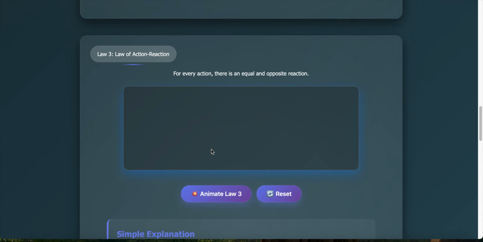Now we come to the third law of motion. What is the third law of motion? Everyone knows it: for every action there is an equal and opposite reaction. But you have already seen this in the book. How does the third law of motion work? I am going to show you practically and live.